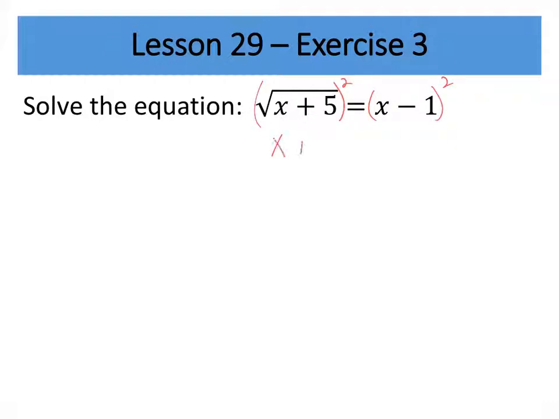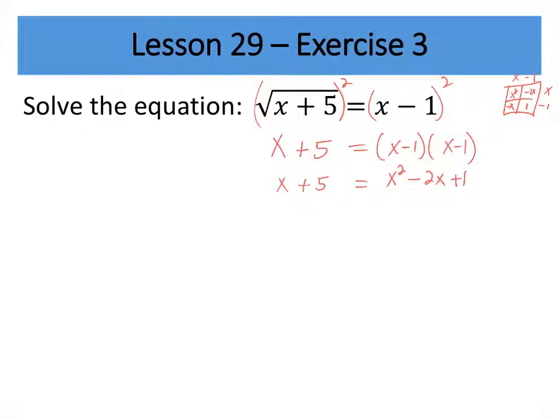I get x plus 5 equals x minus 1 times x minus 1. And I could do a quick box, x minus 1, so x squared, negative 1x. This is also negative 1x, and this is positive 1, so the right side becomes x squared minus 2x plus 1. So x plus 5 equals that. And I'm going to move all of the terms over. So I'm going to subtract 5. So then I got x equals x squared minus 2x minus 4.